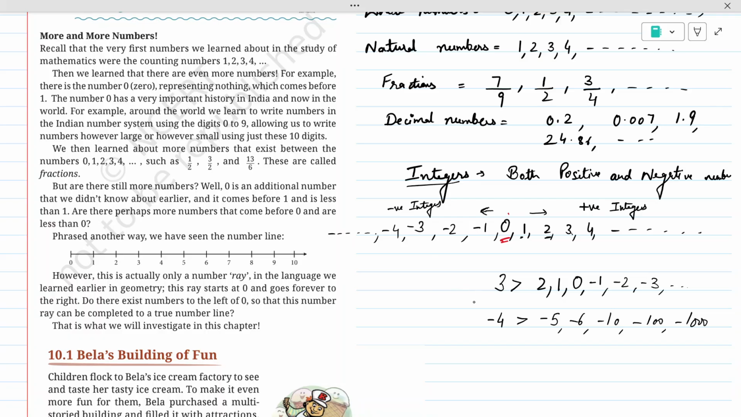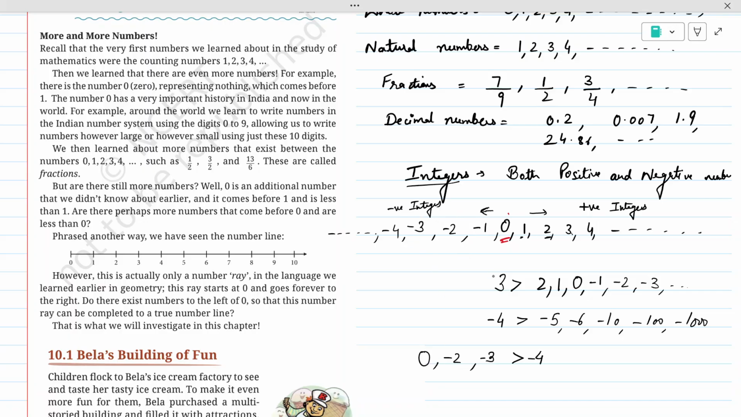But again, this number will always be lesser than the number on its right side. Means -4 will always be less than -3, it will always be less than -2, it will always be less than 0, because all these numbers are on the right side of -4.